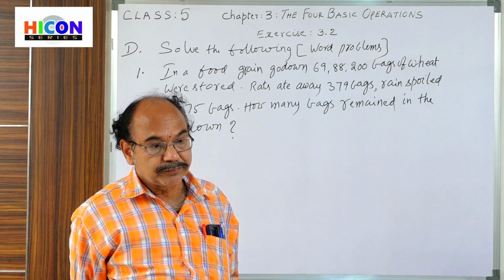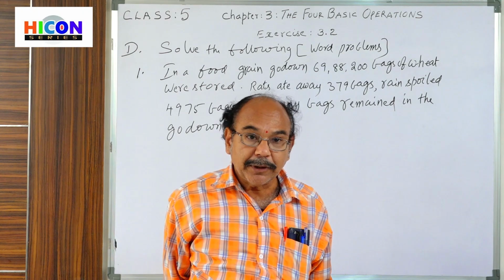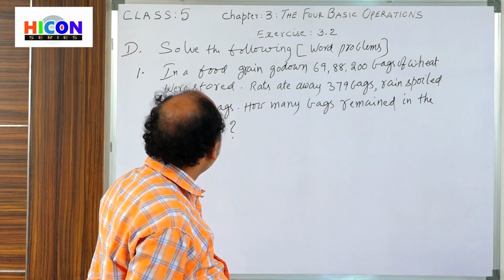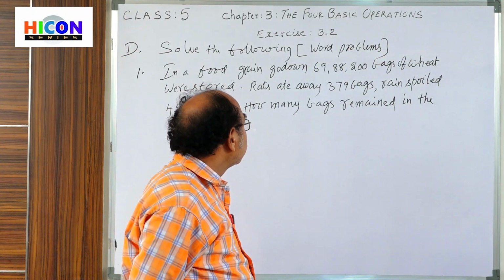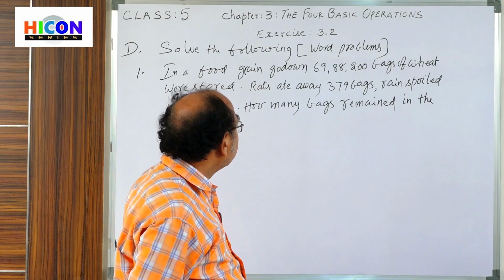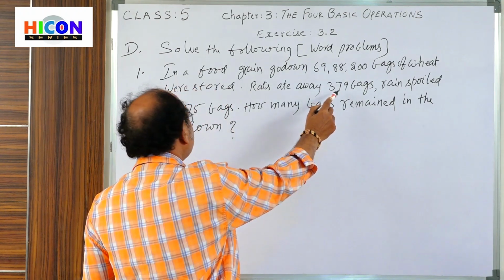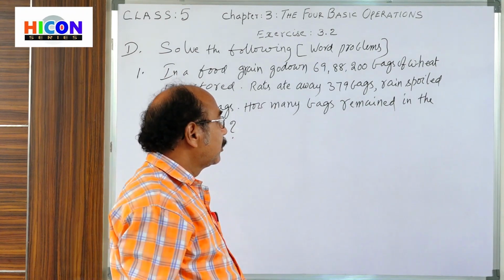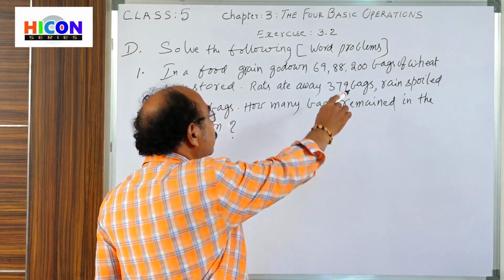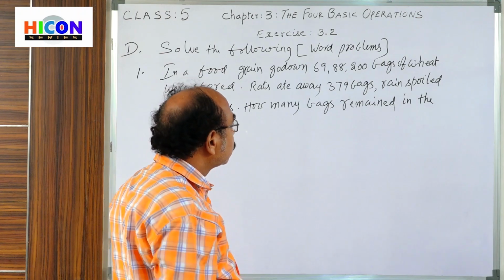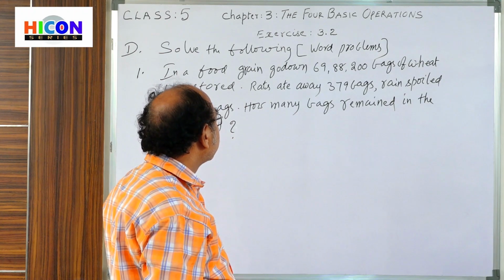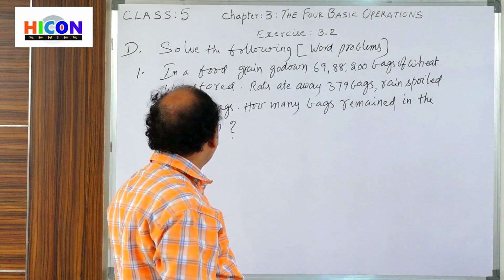Okay, children. So, to find the bags remained in the godown, what you have to do here? Bags eaten by rats and number of bags spoiled by rain, these two we add. This one and this one we add. Okay. Add 379 and 4,975. By adding these two, what we get here? Total number of bags. Okay. Spoiled by rats and eaten by rats and spoiled by rain.